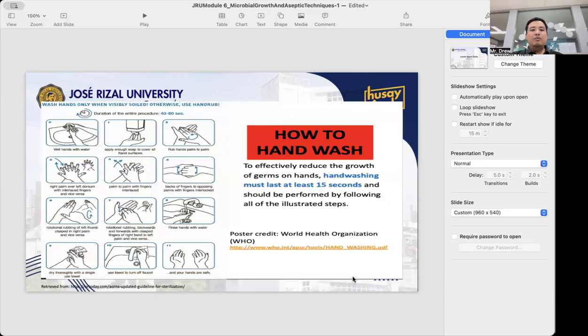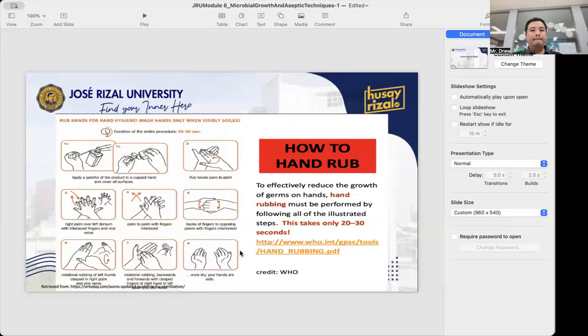How to hand wash to effectively reduce growth of germs on hands. Hand washing must take at least 15 seconds and should be performed by following all of the illustrated steps in here. To effectively reduce the growth of germs on hands, hand rubbing must be performed by following all of the illustrated steps. This takes only 20 to 30 seconds.